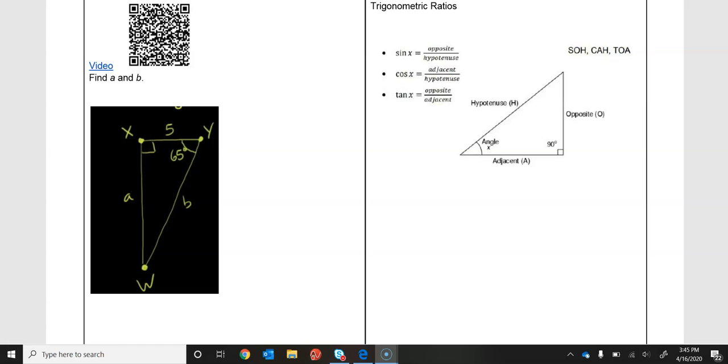So, we're approaching one of my favorite things. You know how much I love trigonometry. I love trig. Sorry guys, I'm enjoying this.